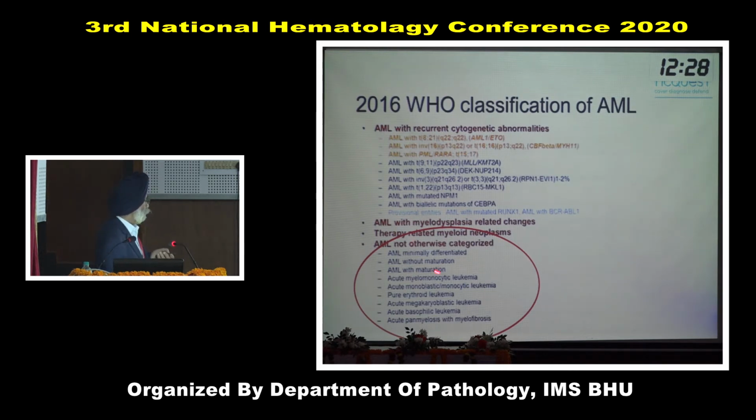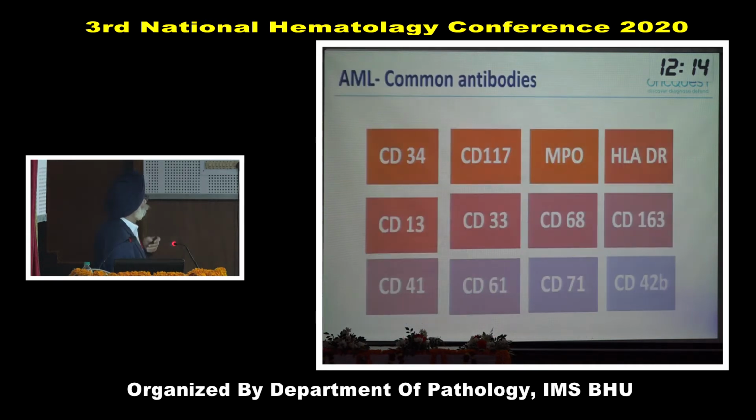Now here it is mainly the NOS type, because these are the ones which we diagnose on the basis of cytogenetic abnormalities like PML-RARA or t(8;21) or inversion 16. Now when we are working up AML, which are the markers we use? These are CD34, CD117, HLA-DR. These are the immaturity markers. CD68 and CD163 are the markers of monocytic differentiation.